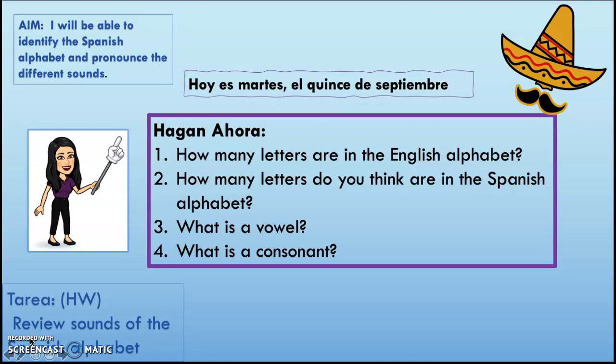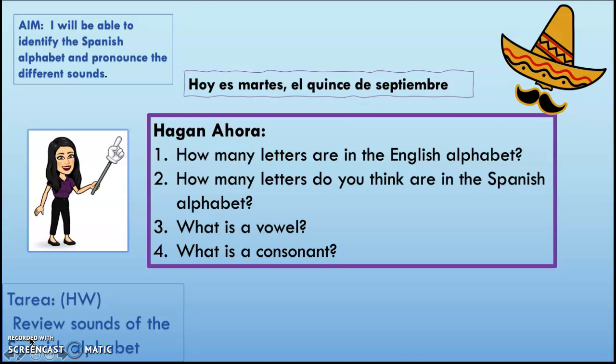Número tres, what is a vowel? A vowel, we have 5 of them in the English language, and we also have 5 of them in the Spanish language. They are the same. They are A, E, I, O, and U. They are the same. The only thing that's going to change is the pronunciation. In Spanish, the vowels or vocales are pronounced A, E, I, O, U.